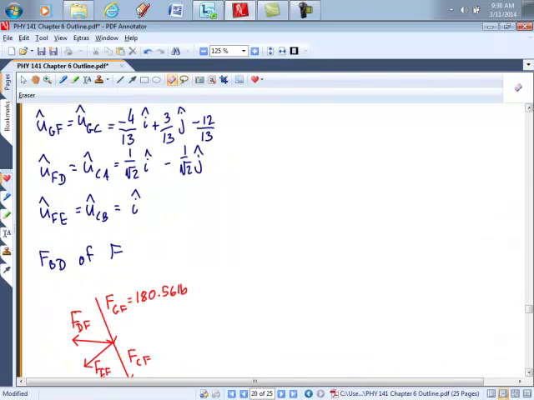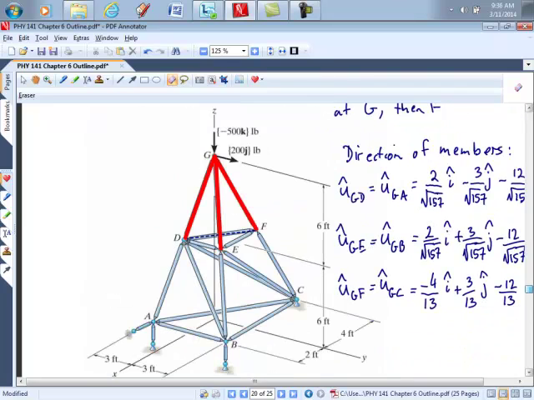Go back up to this one. So that means this one was also in compression. And both of these ended up being zero force members. And they were zero force members because they only had forces in the xy plane. So these two that are collinear are going to have to be collinear, and they have a z component. They're going to have to be equal. And if they're equal, then the other two both have to be zero.